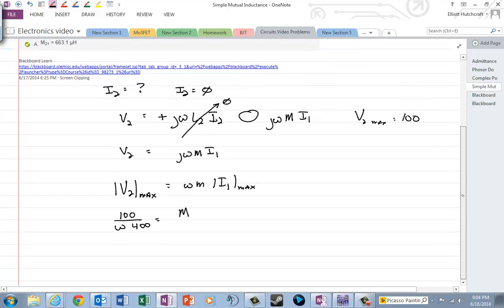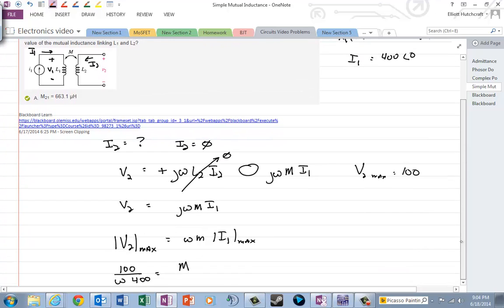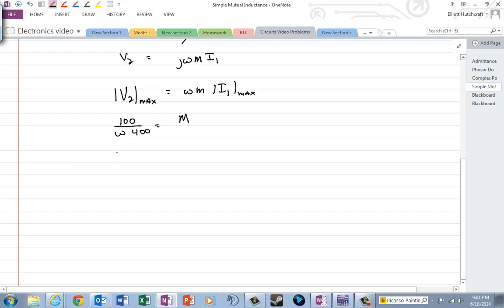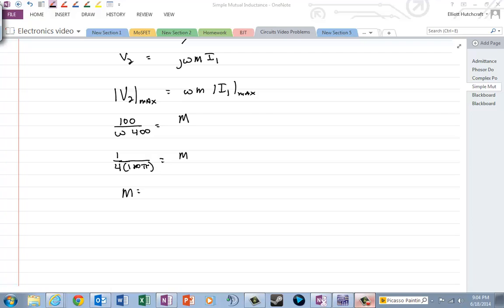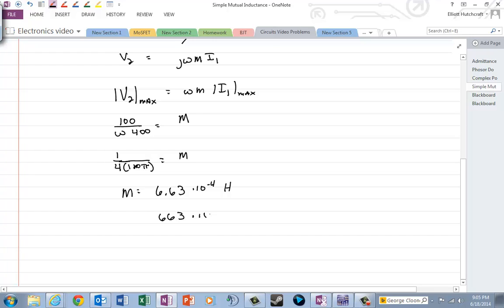So what is omega? Omega is 120 pi. So we get 1/4 over 120 pi is equal to M, and so M turns out to be 6.63 times 10 to the minus 4 henries, which would be 663 times 10 to the minus 6 henries, which is equal to 663 microhenries.